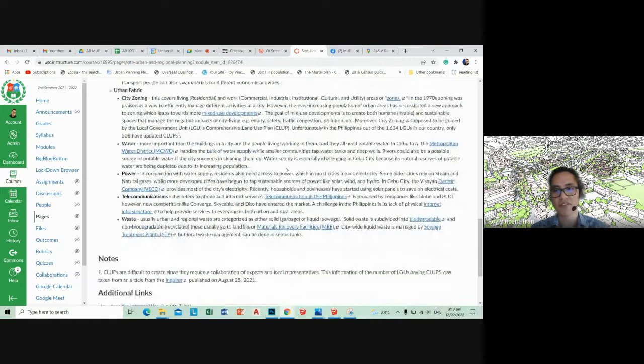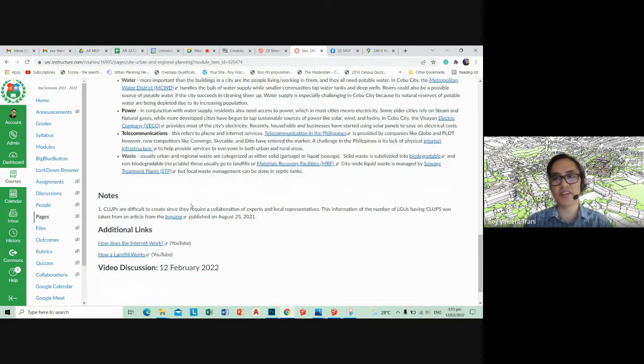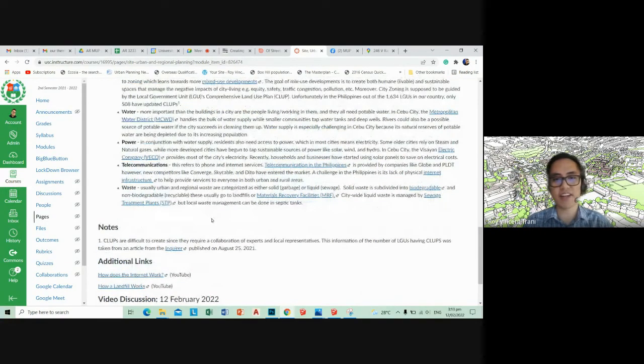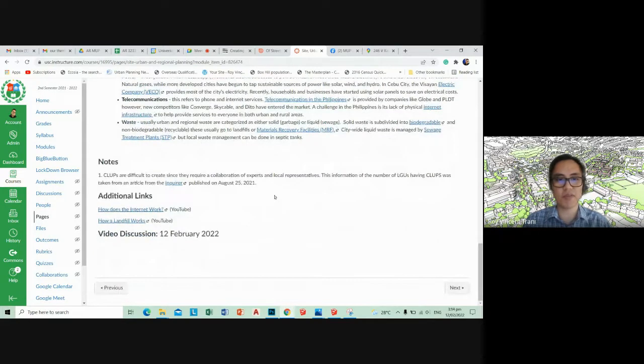Power, that refers to electricity. Who is our supplier in Cebu? That's VECO. Telecommunications, about our phone lines and internet. And then I think another big issue for Cebu is waste management, because this is something we can see all over our city, and it's not very clean. Who's handling this waste? Where does the waste go? Our landfills are, I think, not being properly maintained for the most part.